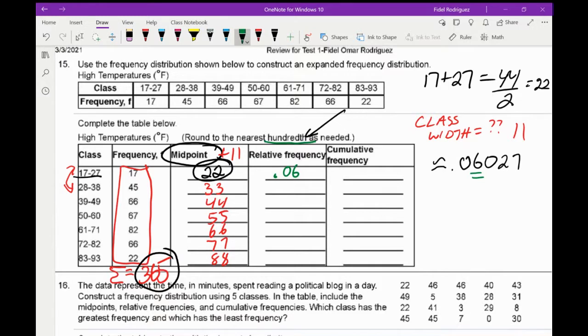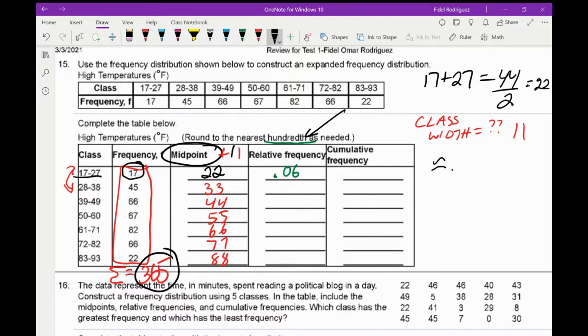Oops, let me see. You know what? Did I do that right? I didn't do that. Sorry, guys. Hold on. Oops. I think I looked at the wrong number. Yeah, sorry. Looked at the wrong number. Not my midpoint. Sorry, guys. Not my midpoint, my frequency. Sorry, I was looking at the wrong number here.